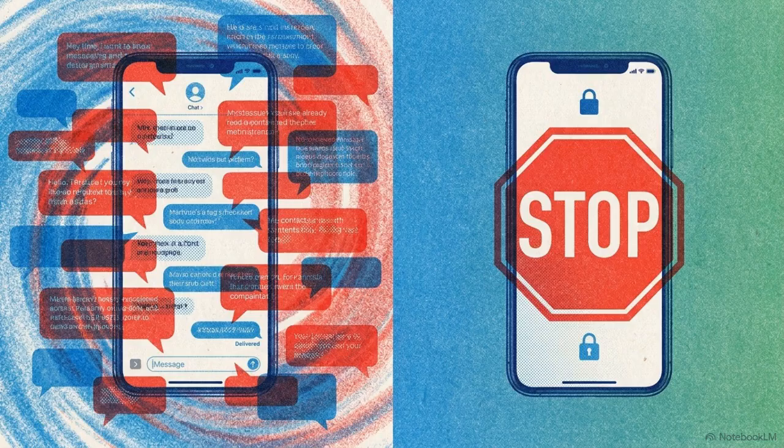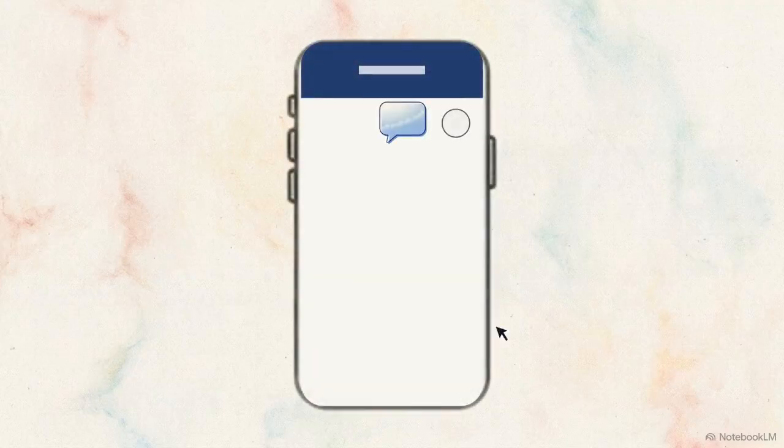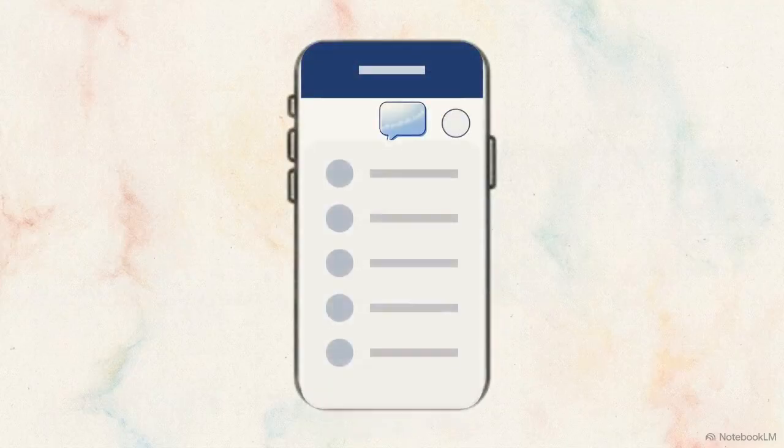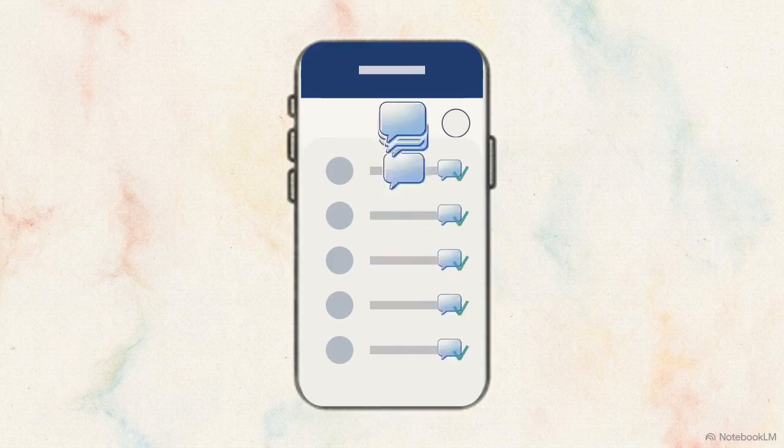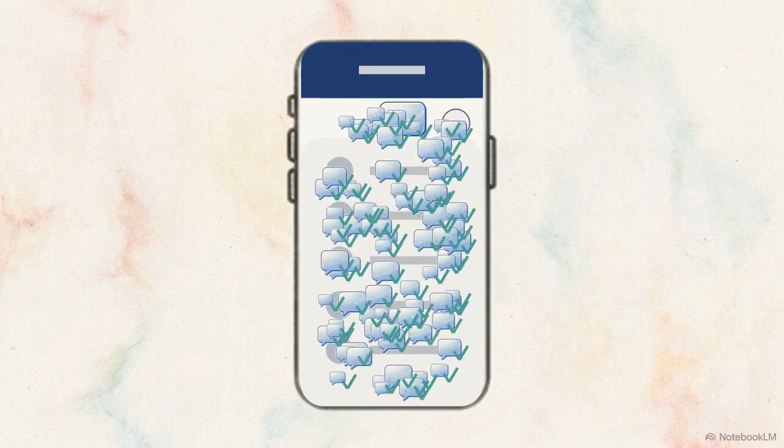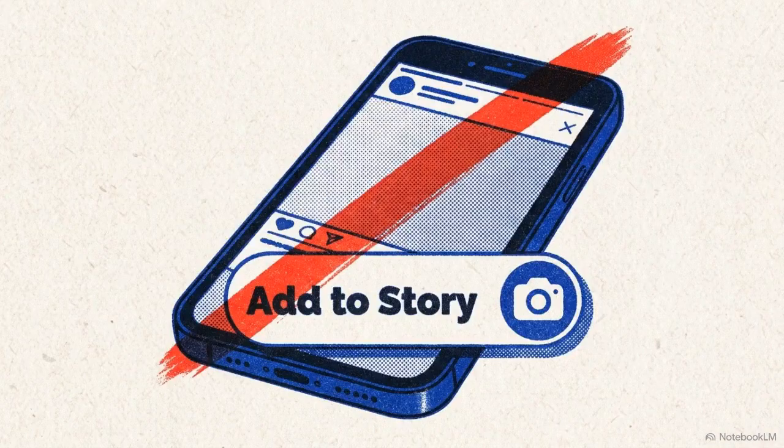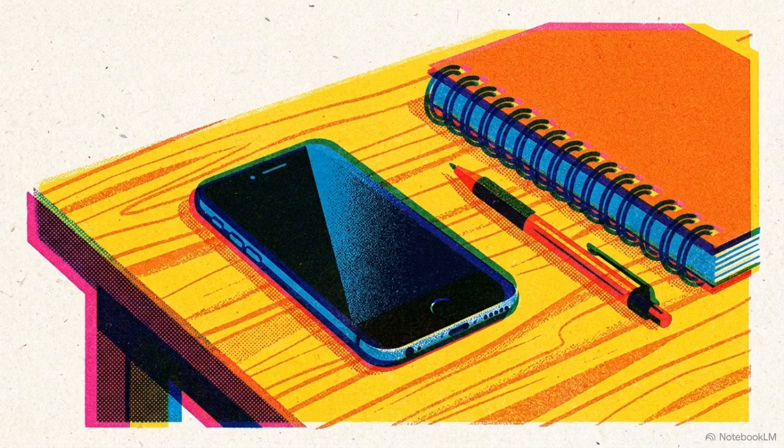Step 1 is stop. You must freeze your impulse to type a reply, add a reaction, or forward the message to anyone else. Many people fail here by sending the text to a best friend to verify it. Avoid this. Once you send it, you can no longer control who sees it next. Do not post the message to a story or a public feed. The goal is to contain the information so it doesn't spread beyond your device.